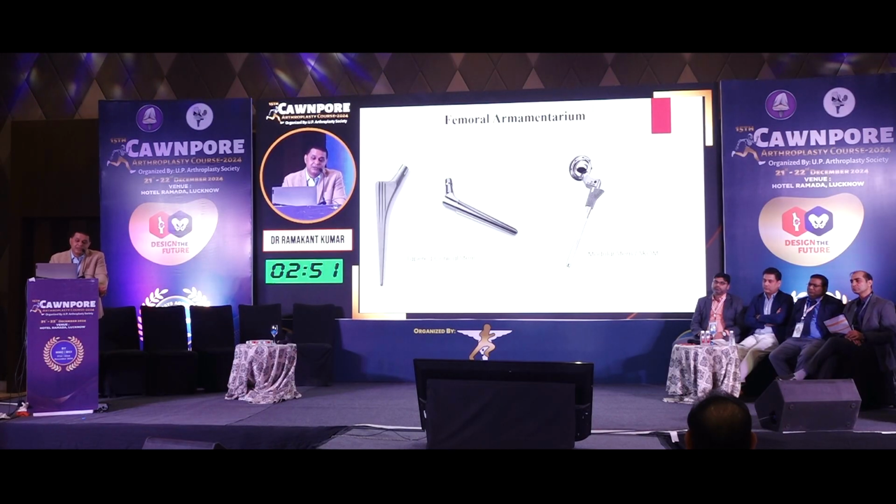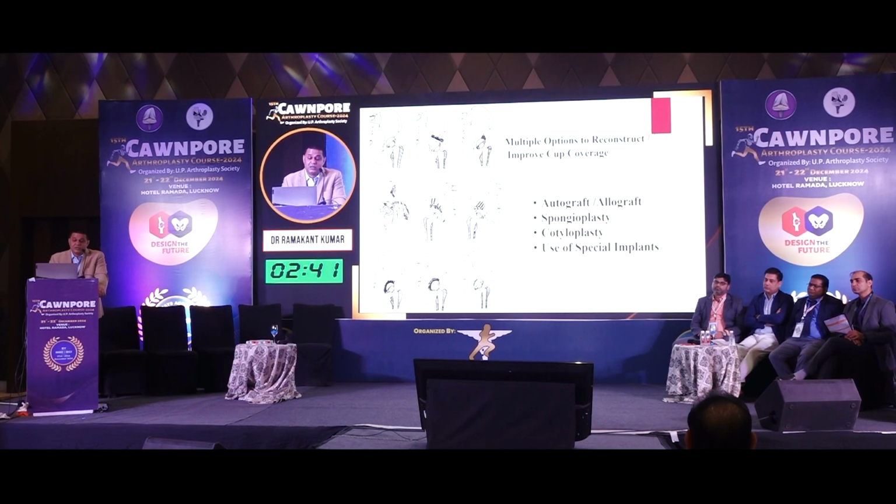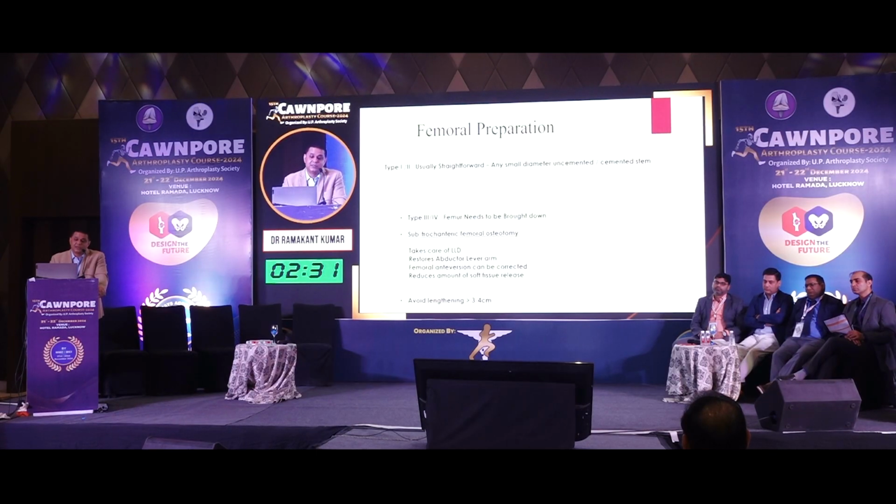Tapered conical stems are favored, while where there is excessive femoral anteversion and you need to change the anteversion, you need a backup of a modular stem like S-ROM. There are multiple options to reconstruct or improve cup coverage. You can use autograft, allograft, do a spongioplasty, cotyloplasty, and you can use special implants.